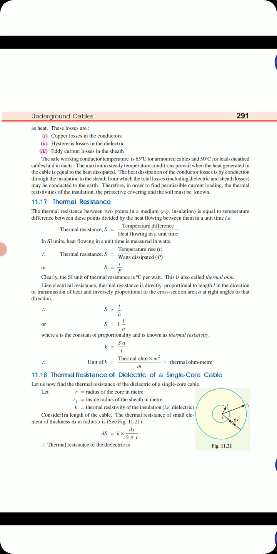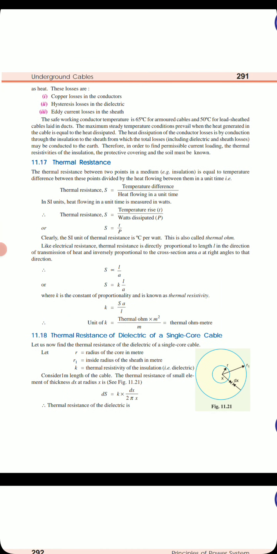Clearly, in SI units thermal resistance is given in centigrade per watt, so it is called thermal ohm. The temperature rise T may be given in centigrade, Fahrenheit or kelvin, whatever it may be. For the time being we will consider it as centigrade. So the unit of thermal resistance is degree centigrade per watt.